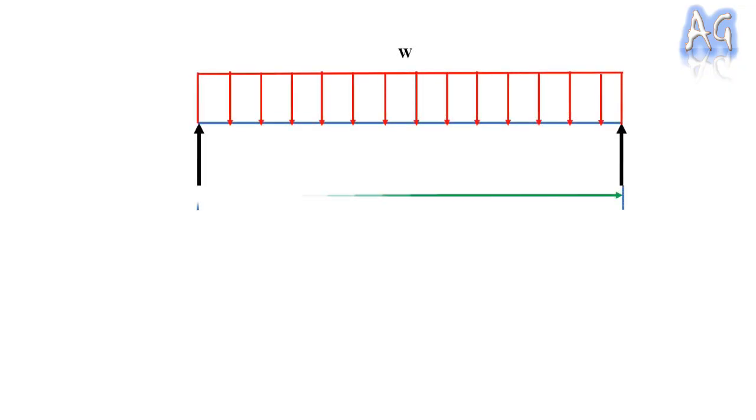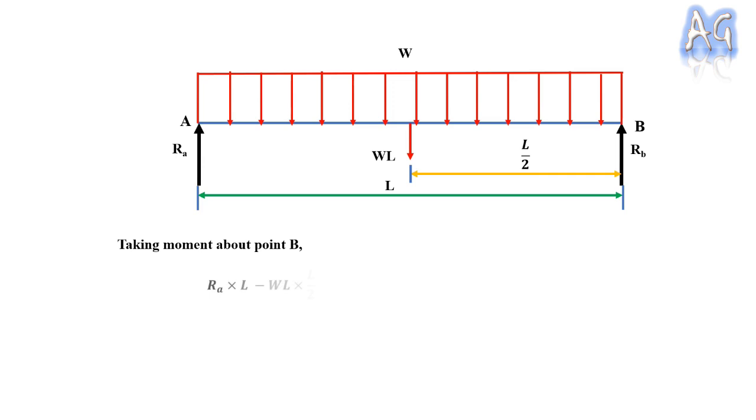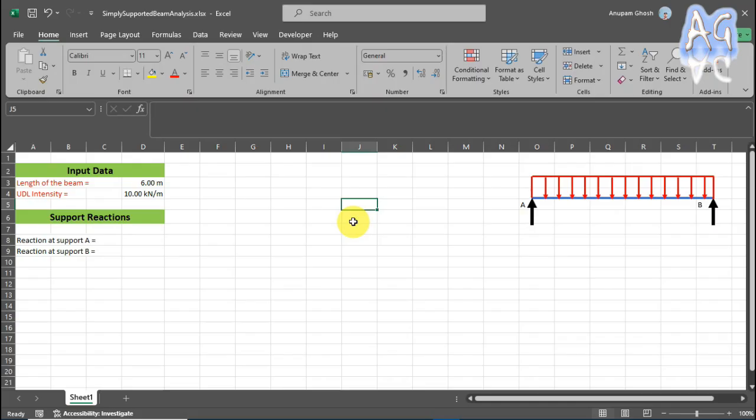Now let's understand what will be the support reaction at point A for a simply supported beam with UDL loading. So for this beam, if we take moment about point B, we'll get RA into L, that is in clockwise direction, and WL into L by 2, that is in anti-clockwise direction. So that's why we will get this equation, and solving this equation we will get the value of RA equal to WL by 2. Now I am going to use this equation here.